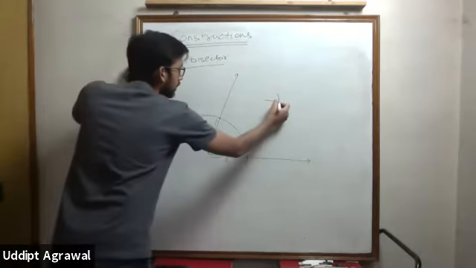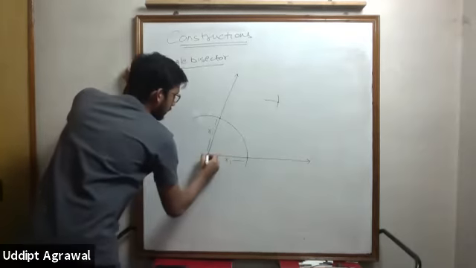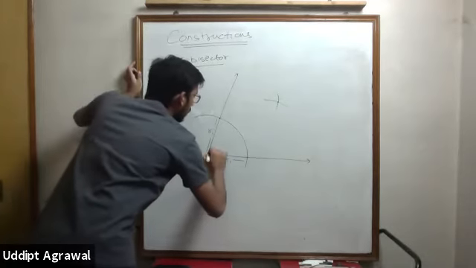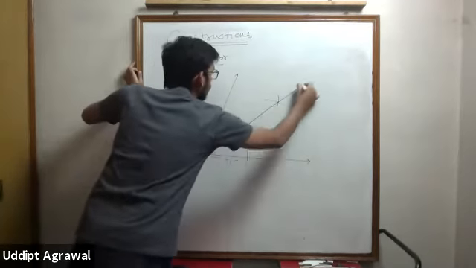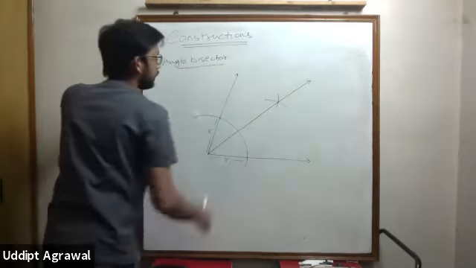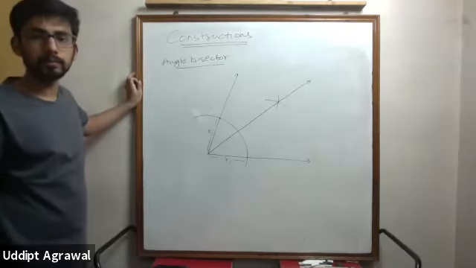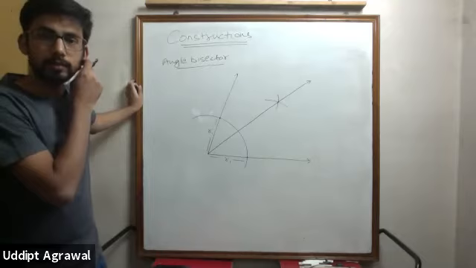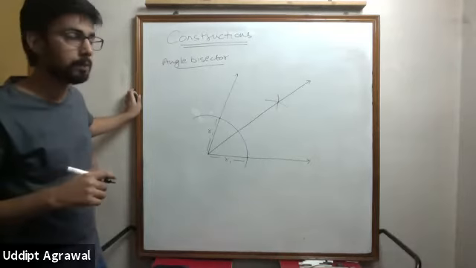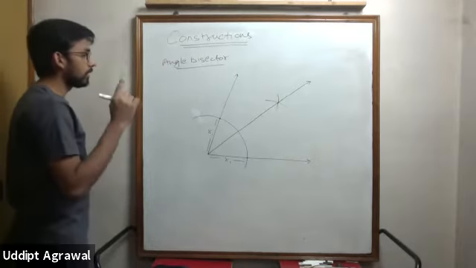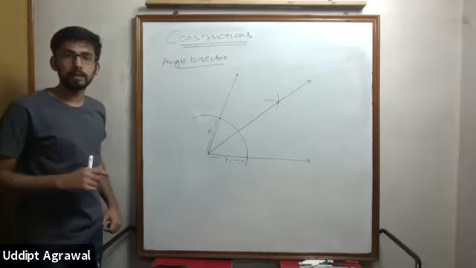Then taking this point of intersection of the arc and this point, we make a ray like this, and this will be our angle bisector. This will be our angle bisector. These are the steps to make an angle bisector. Now let's see why this gives us an angle bisector.